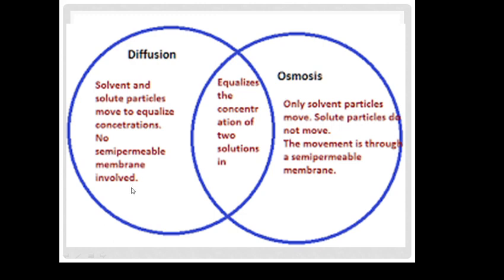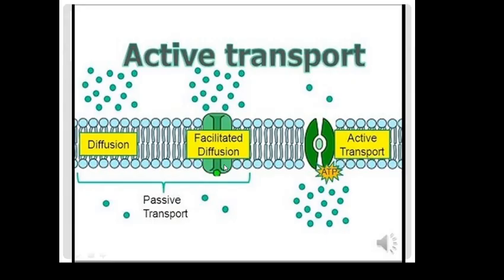No semipermeable membrane is involved. Here in osmosis, only solvent particles move. Solute particles do not move, like the salt and the sugar, they don't pass. The movement is through a semipermeable membrane. Okay, both of them have this property, and it equalizes the concentration of two solutions.